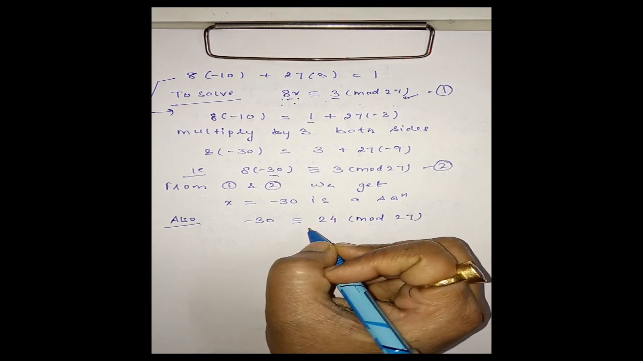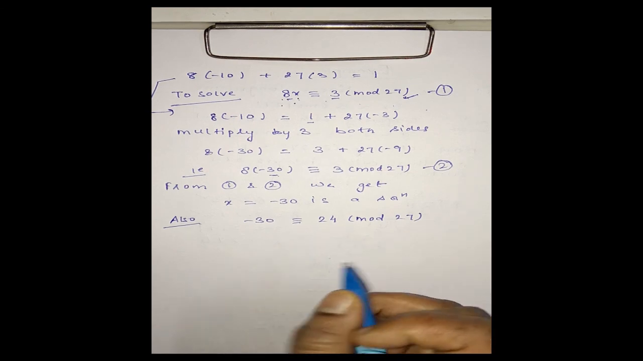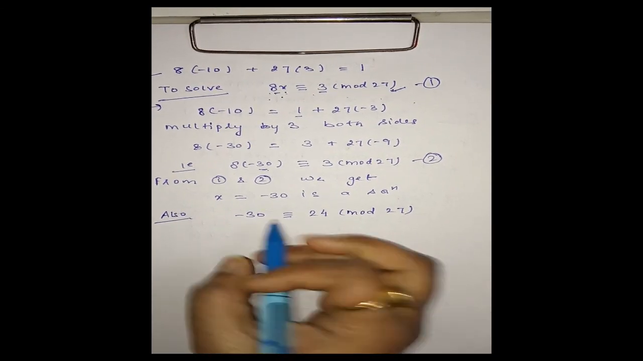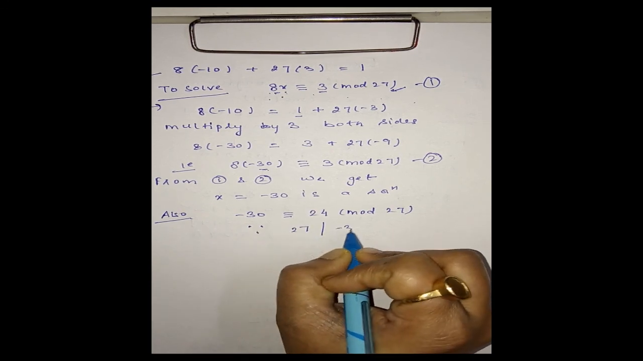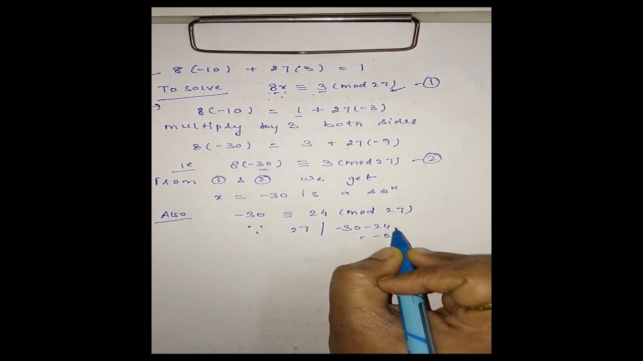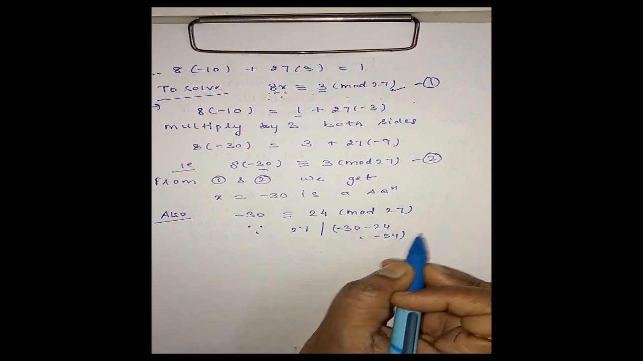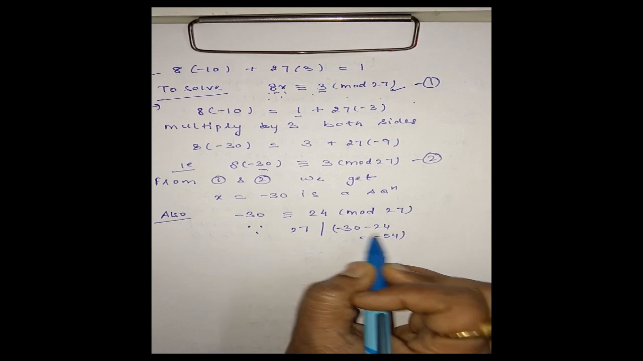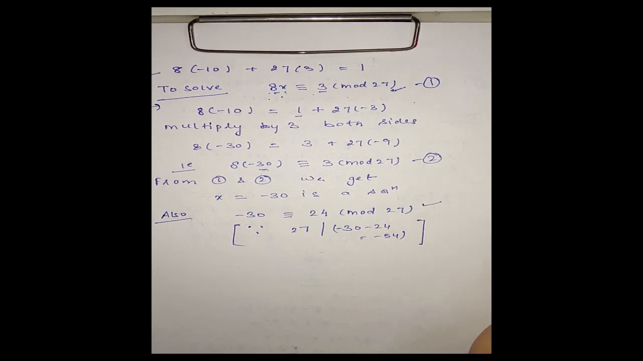Modulo 27. Since 27 divides minus 30 minus 24, that is minus 54, clear? Therefore, we have this congruence.